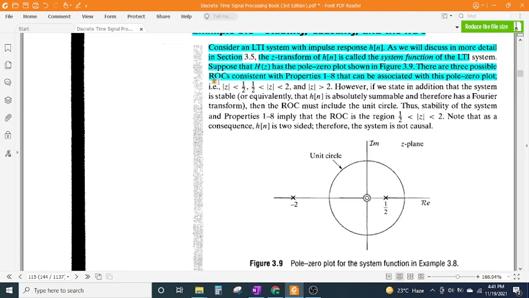If we state instead that the system is causal, and therefore that h[n] is right-sided, property 5 would require that the ROC be the region |z| > 2. Under this condition, the system would not be stable, i.e., for this specific pole-zero plot, there is no ROC that would imply that the system is both stable and causal.